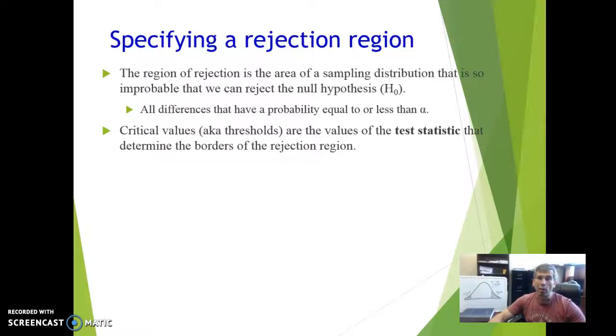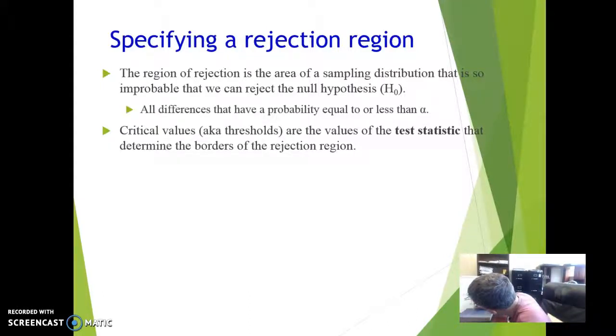So that region of rejection is what we've been talking about. Its size is determined by alpha, and it represents every difference between those means that has a probability equal to or less than alpha. Again, what we do is we figure out what the threshold or the border of that region of rejection is. So we set what's called a threshold or a critical value.